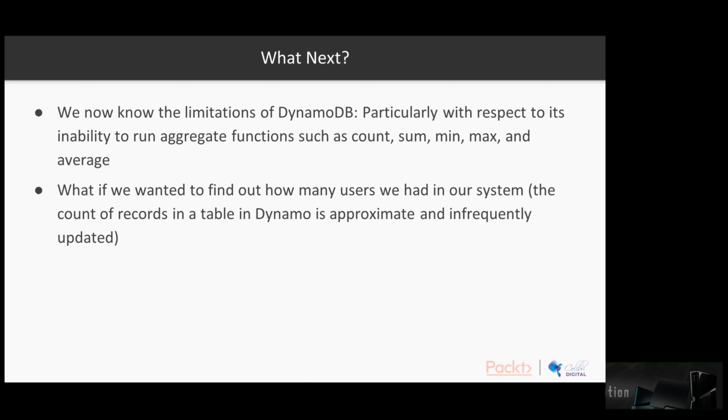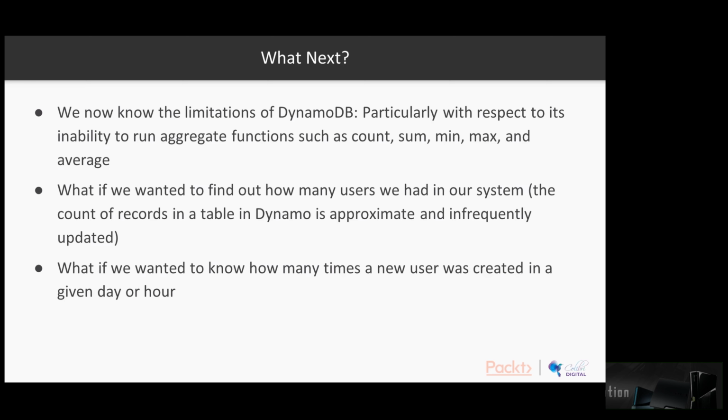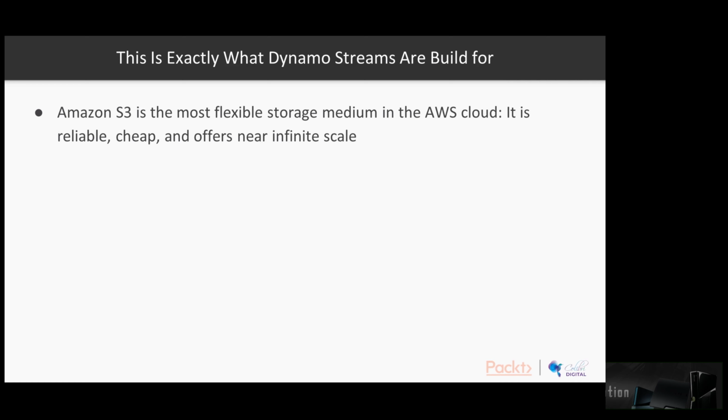What if we wanted to, for example, find out how many users we had in our system? Now DynamoDB can show you a count of records in the table, but it's approximate and updated relatively infrequently. More complicated, what if we wanted to know how many times a new user was created in a given day or hour? Well, all of these functions require a different data store because they all require aggregations. They all require counts and filters and that sort of thing. And this is exactly what DynamoDB streams are built for.